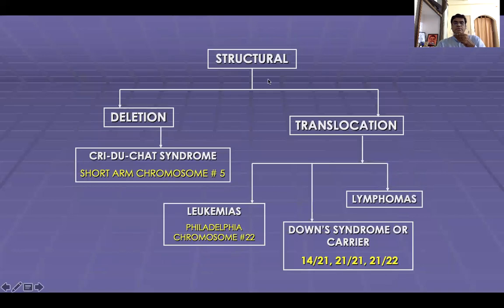Structural aberrations include deletion and translocation. Under deletion, it is Cri-du-chat syndrome, that is the short arm of chromosome number 5. Translocation can cause leukemias with the Philadelphia chromosome, chromosome number 22, and Down syndrome or a carrier for Down syndrome. It can be due to aberrations in 14;21, 21;21 or 21;22, and lymphomas.